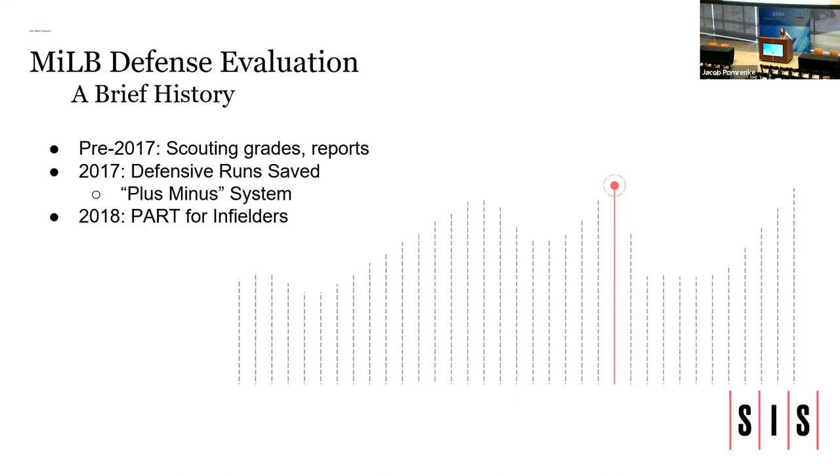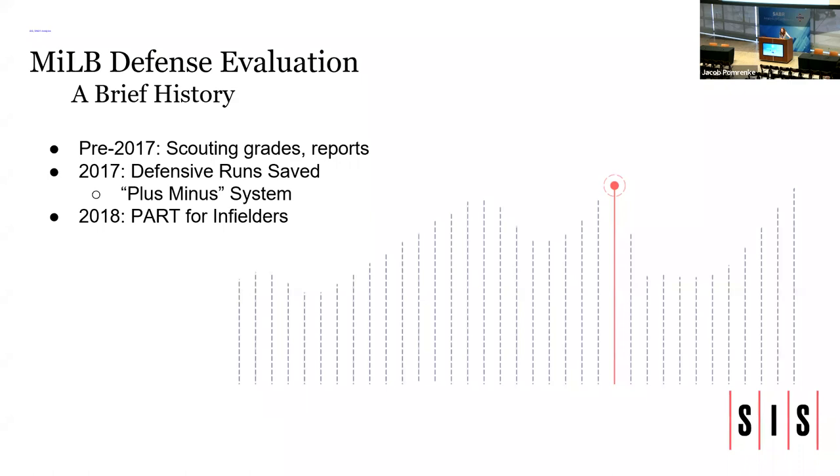So let's go over a brief history of minor league defensive evaluation. Prior to 2017, basically what we had was scouting grades and maybe some more in-depth scouting reports, but you know, your 20 to 80 scale, pretty much. You might hear a guy as a plus or a plus plus glove, what have you. But then in 2017, SIS ventured to construct an objective metric, or at least as close as we can get to objective with human collected data. With defensive runs saved. And while that was introduced many years prior at the major league level, we didn't introduce it at the minor league level until 2017. And the backbone of that version of defensive runs saved was the plus minus system. And what's important about that is that that was before we had positioning data, and we kind of wrapped positioning and range ability into a single number.